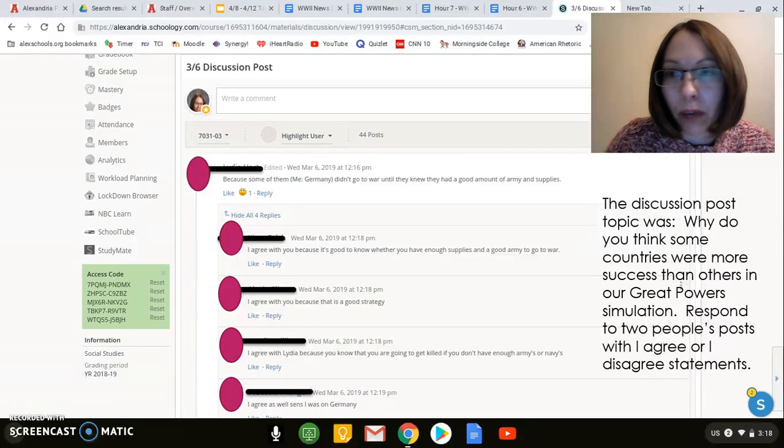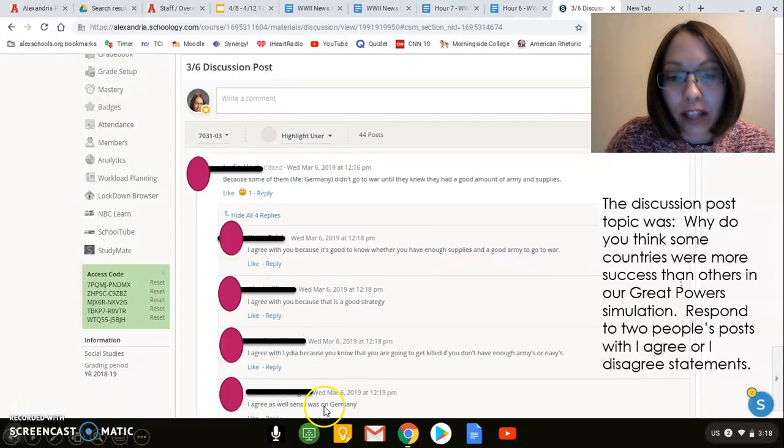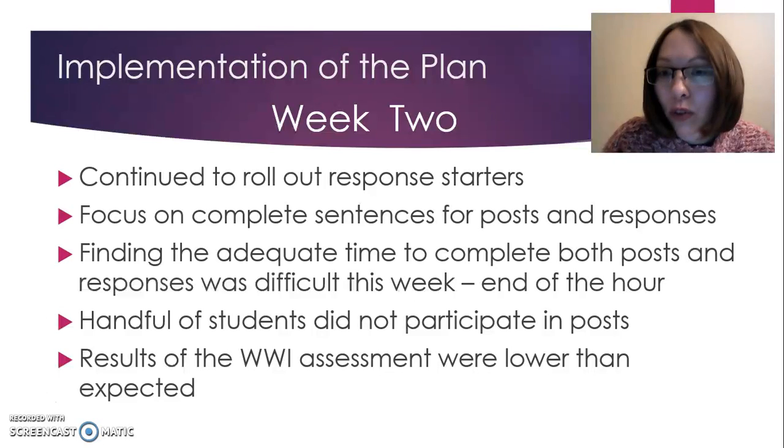So this is a response chain to, why do you think some countries are stronger than others in a game that we played. And so the response, the post, and then I agree with you, I agree, lots of I agree on this one. So week number 2, continue to roll out the response starters. We really focused on complete sentences for posts and responses in this week.